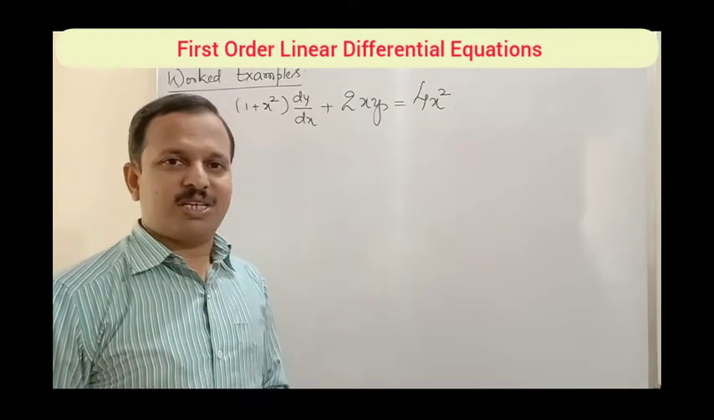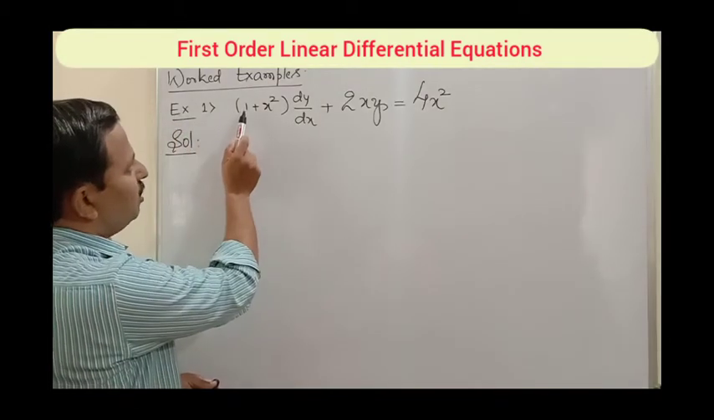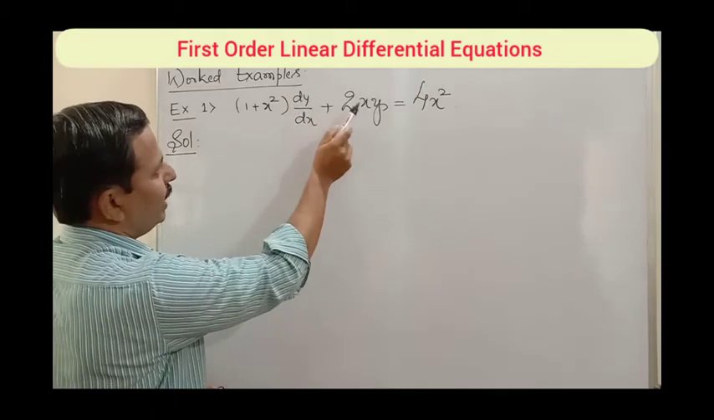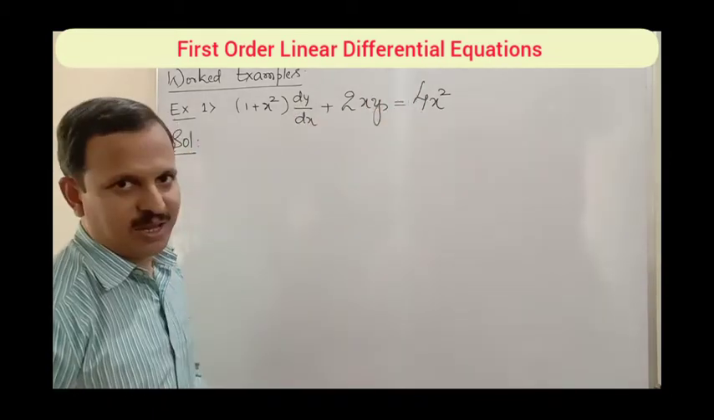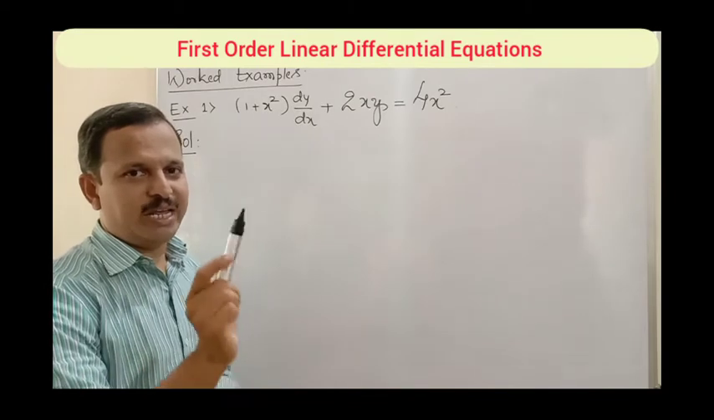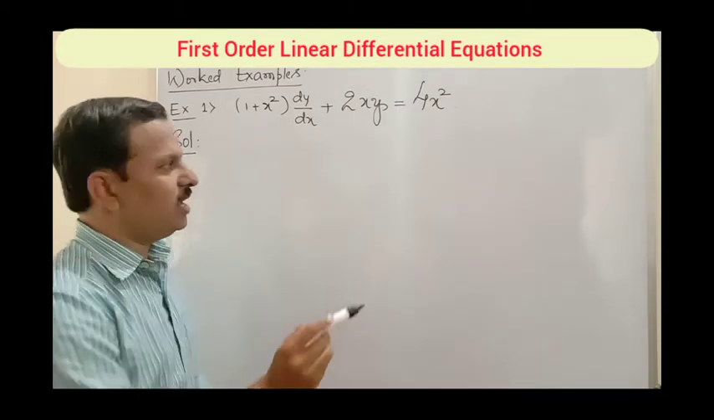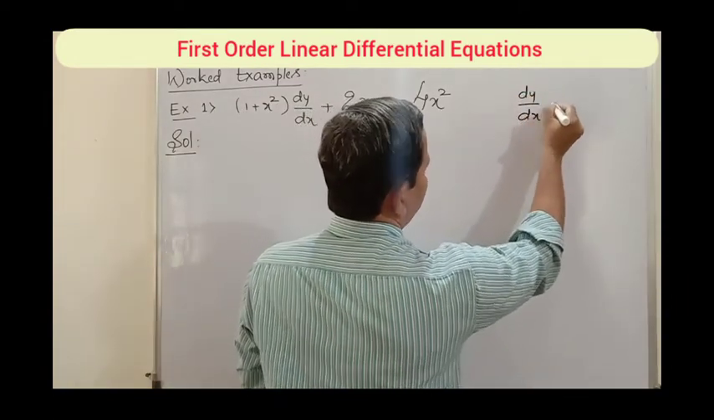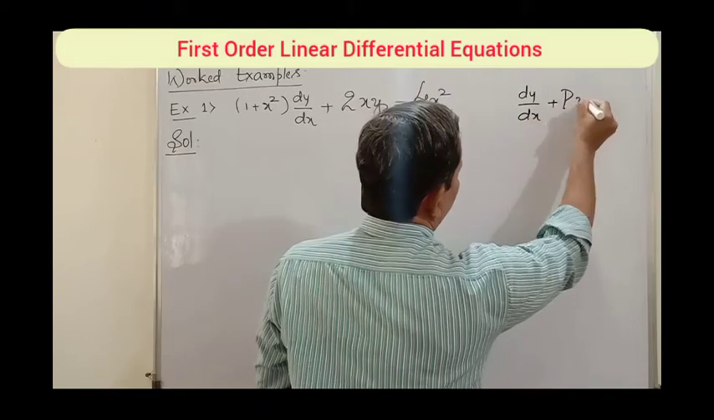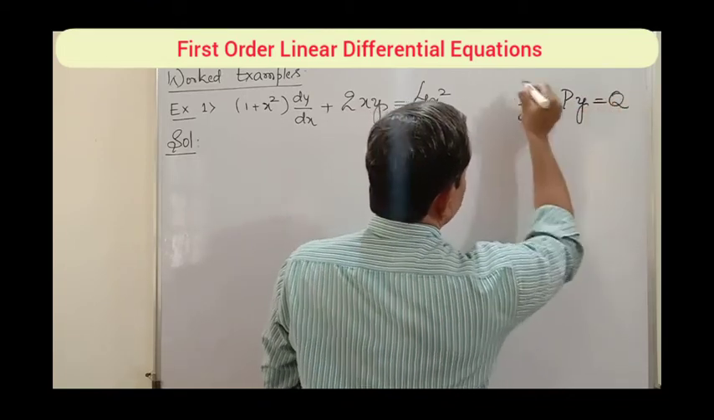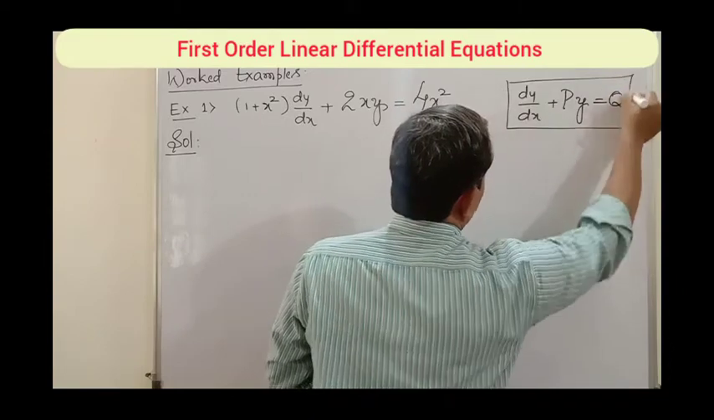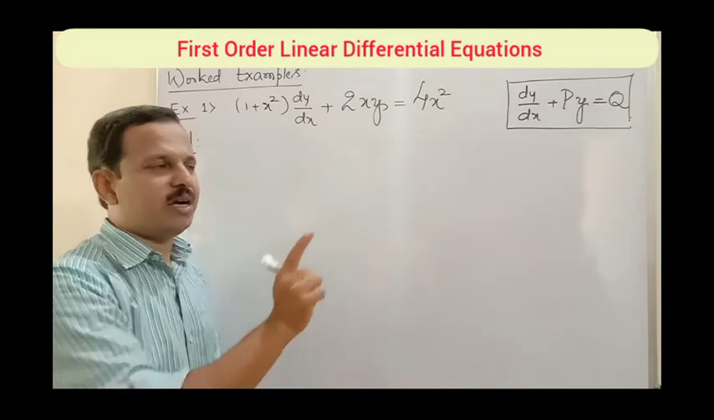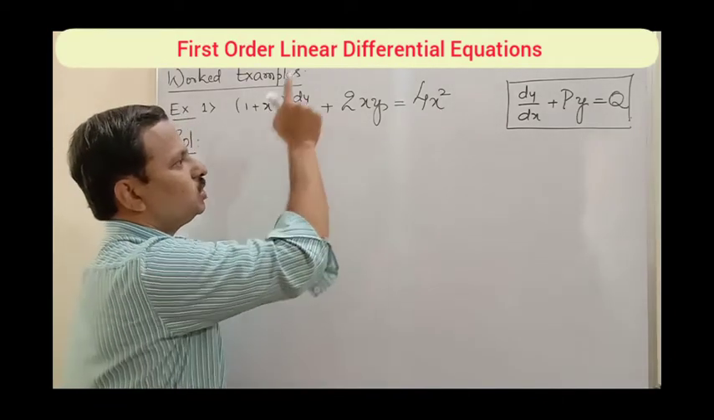So let us consider the first example. The question here is to solve the differential equation, this bracket into dy by dx plus 2xy equal to 4x square. What is the form of the first order linear differential equation, which we have already seen? It is in the format dy by dx plus p into y equal to q. This is the standard format we all know, but this differential equation is not in that format.